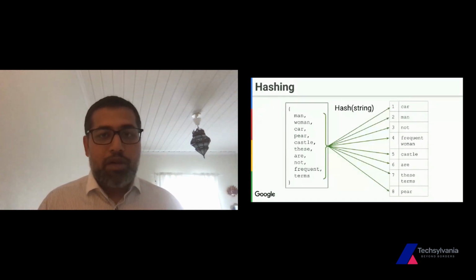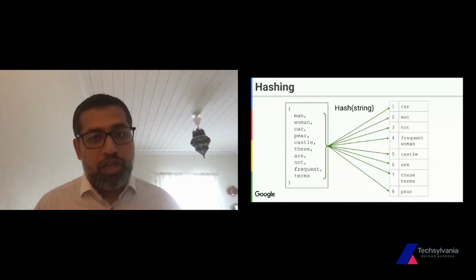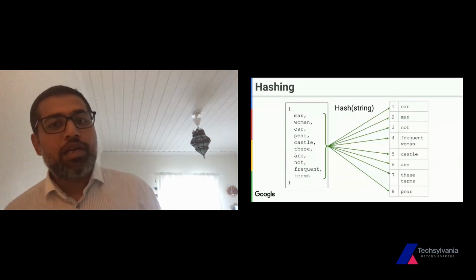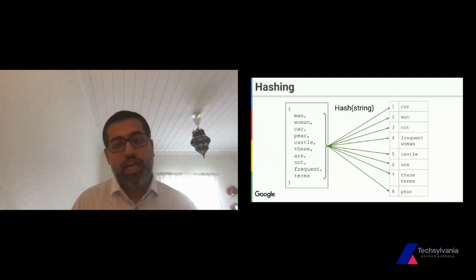You can use a hybrid of hashing and vocabulary. For the critical items, you can use vocabulary. For the less critical items, you can use hashing.